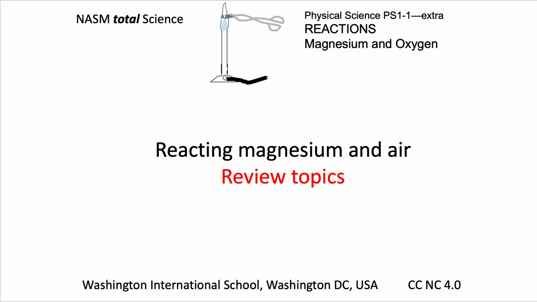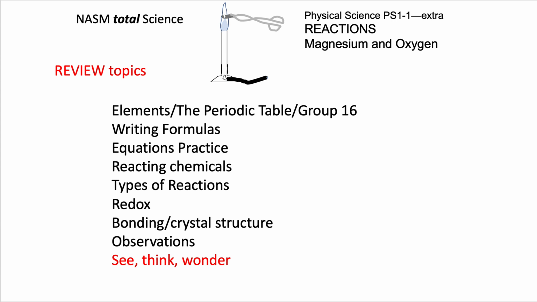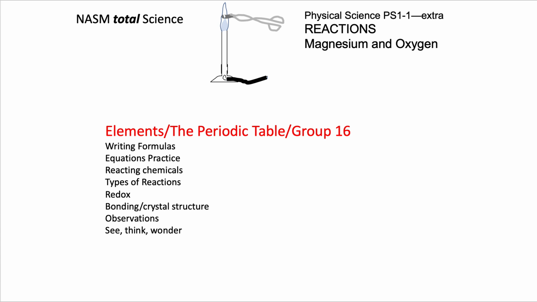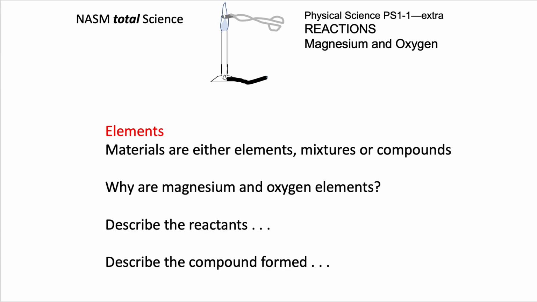Following the lab activity of the reaction of magnesium and oxygen, well, the oxygen part of the air, we're going to use the reaction as a review of topics you've already studied. So, for example, the periodic table, formulas, equations, types of reactions, redox, bonding, crystal structure, and the observation part of the lab. So the first one, we're going to look at elements in the periodic table.